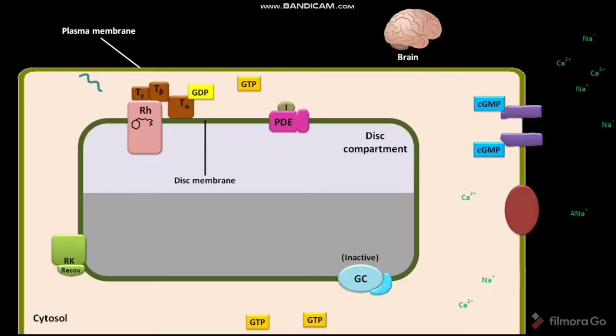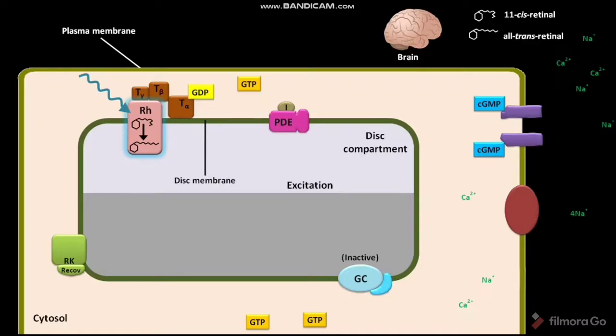Whenever light is absorbed by inactive rhodopsin, the excitation process of the rod cell starts. Due to this light absorption, the 11-cis retinal in the inactive rhodopsin is converted into all-trans retinal. As a result, the inactive rhodopsin, or RH, becomes active.